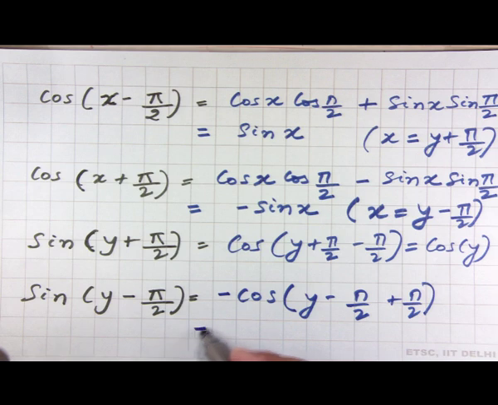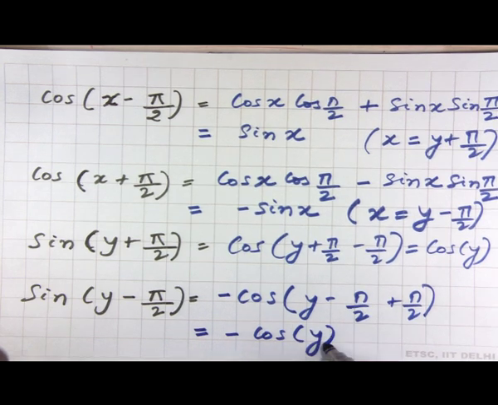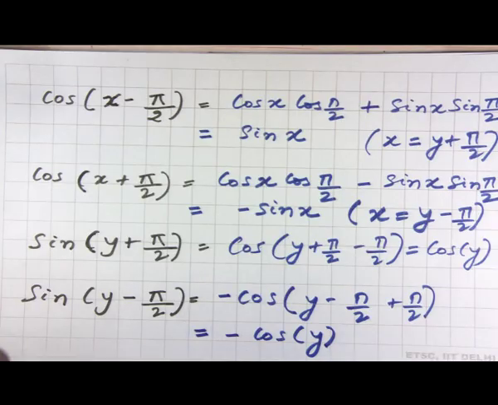So, this becomes equal to minus cosine of y. These four identities are very useful, and we will see that when we do some example problems later on.